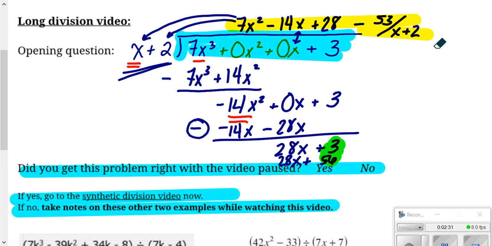Now you need to be honest, okay, because if you're not honest, you are only hurting yourself, my friend. So if you got this question right, all by yourself, no other help, with the video paused, if your answer to that question right now is yes, I got this right, I know how to do long division, then you can stop this video and please go ahead to the synthetic division video.